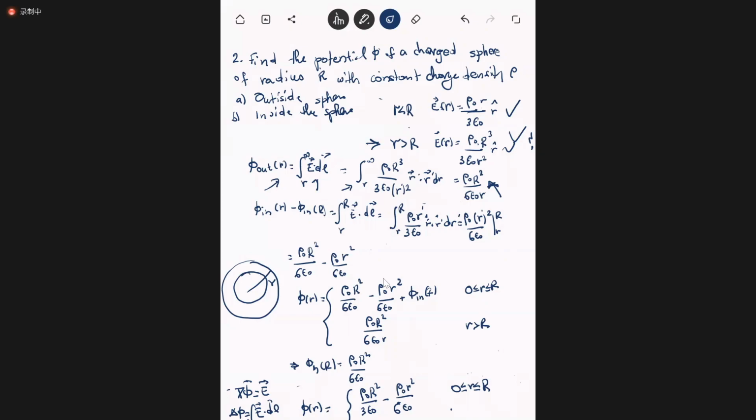Hopefully it is. Now, if we do the same thing for inside the sphere, same exact thing, same formula. So phi in at r, and then phi in at capital R, because now again, this is capital R, but we are inside. So we basically take the integral from this point, where it's r, to capital R.